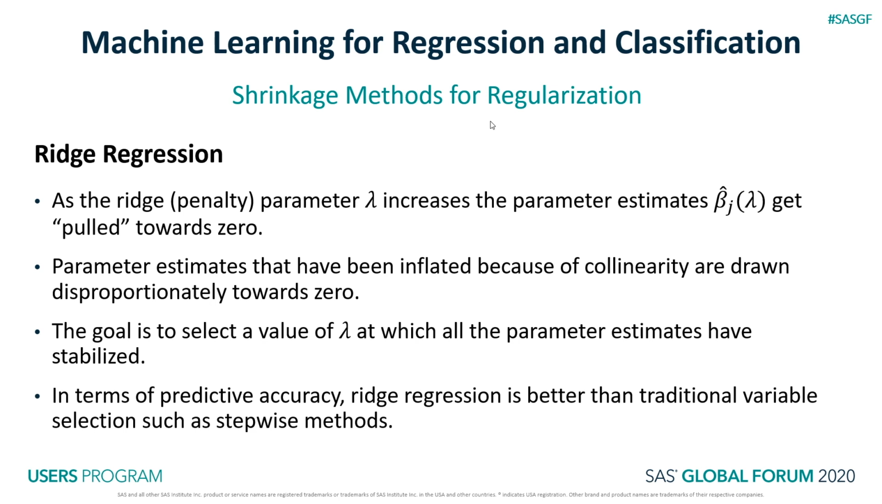The purpose of ridge regression is to obtain good estimates of the regression coefficients for all of the different predictor variables. But in terms of predictive accuracy, it does pretty well too. Ridge regression does better in general than traditional variable selection methods, such as stepwise methods.